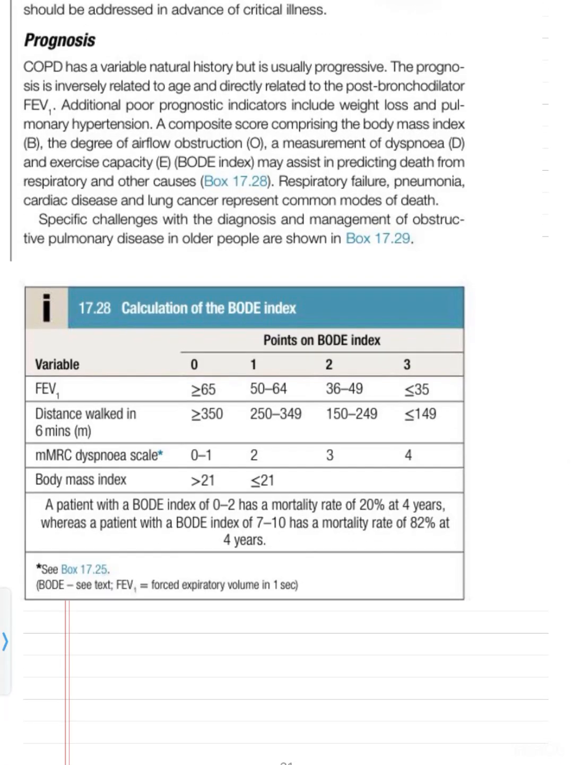It is saying that COPD has a variable natural history, but is usually progressive. It keeps on progressing. The prognosis is inversely related to the age and directly to the post-bronchodilator FEV1. Additionally, poor prognostic indicators include weight loss and pulmonary hypertension. So there's a composite score which is taking all of them, known as the Bode index, which assists in predicting death from respiratory and other causes. Okay, so coming to the calculation of the Bode index.